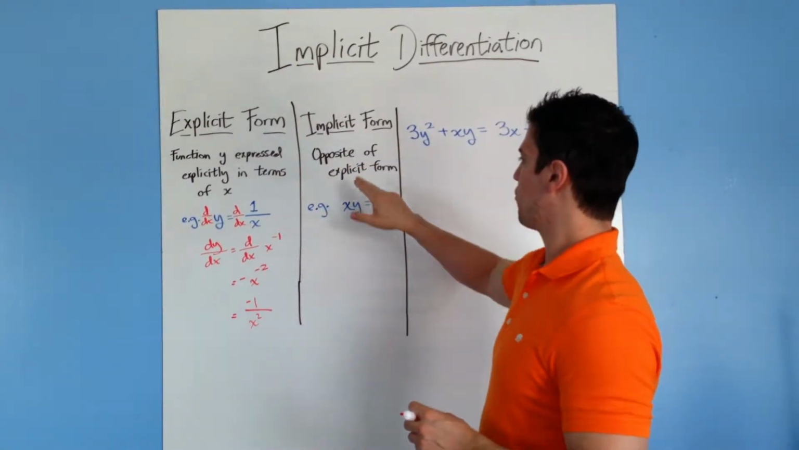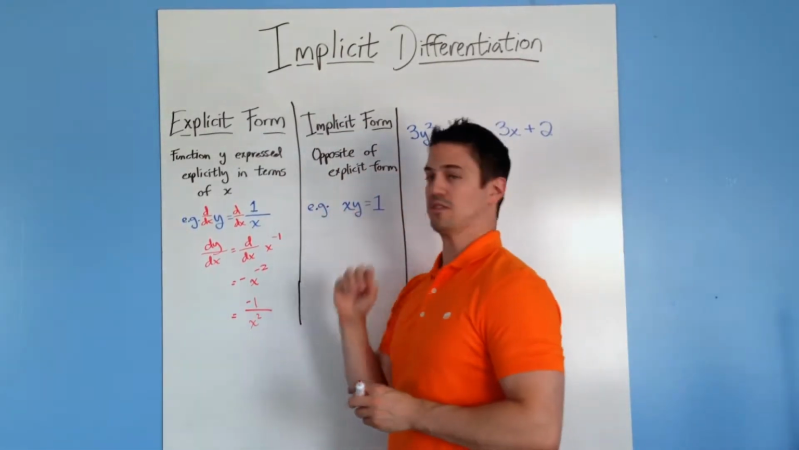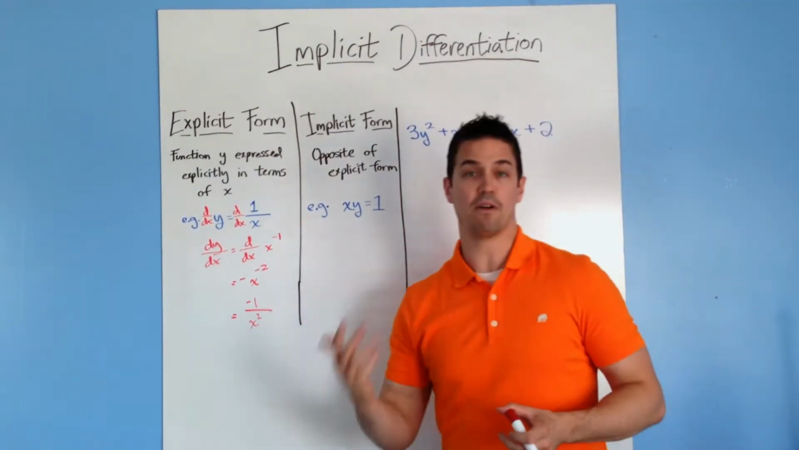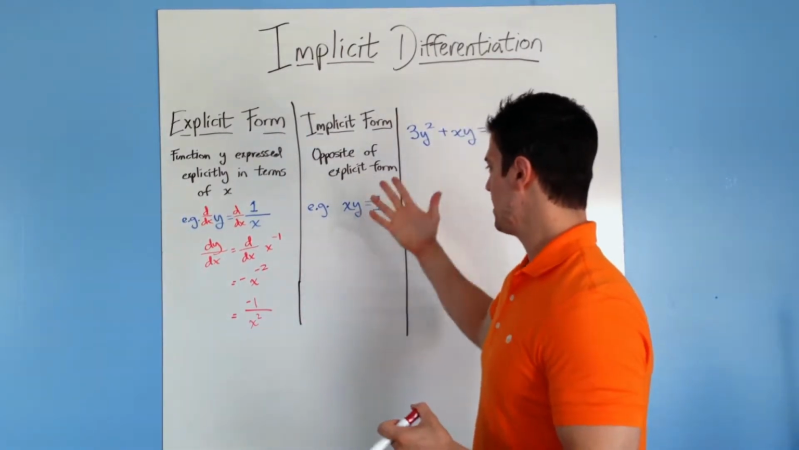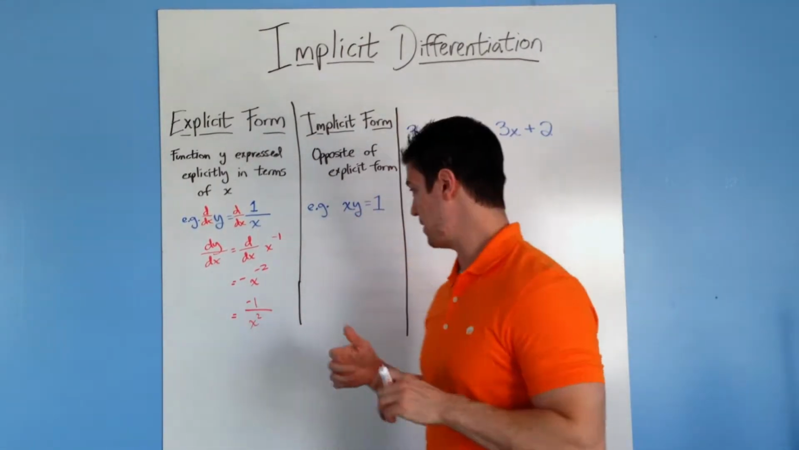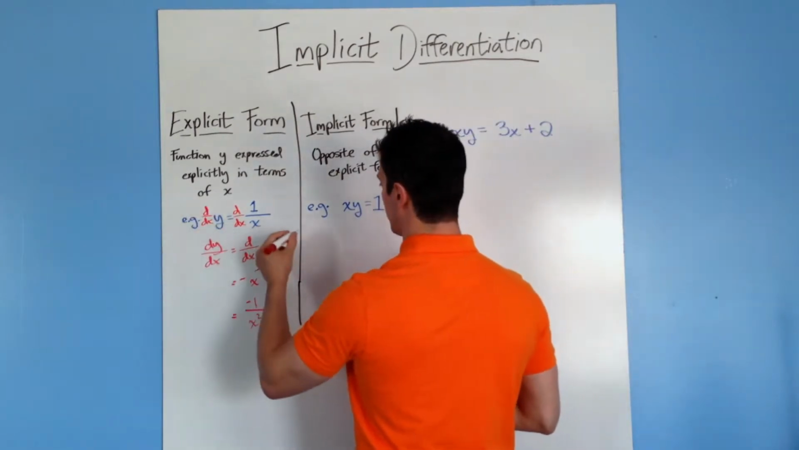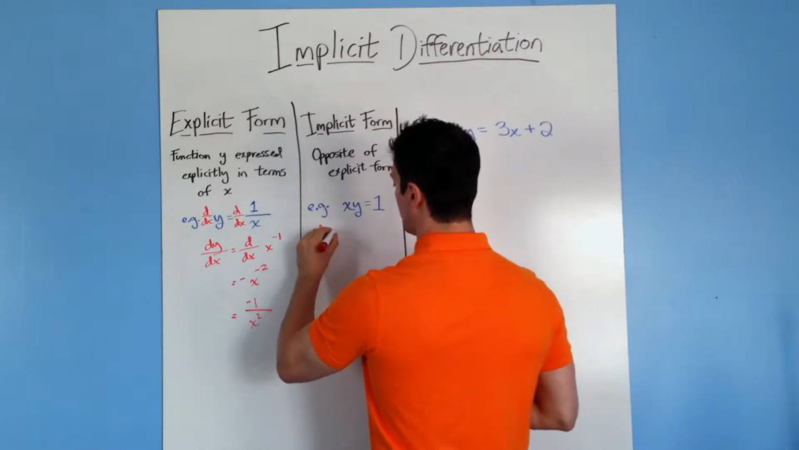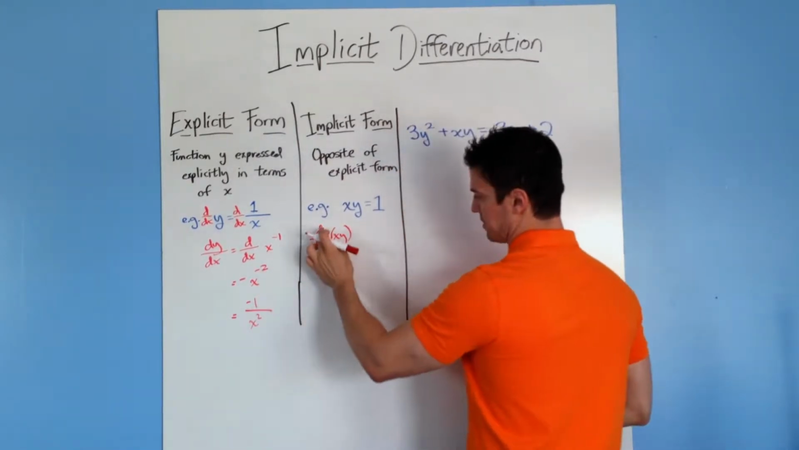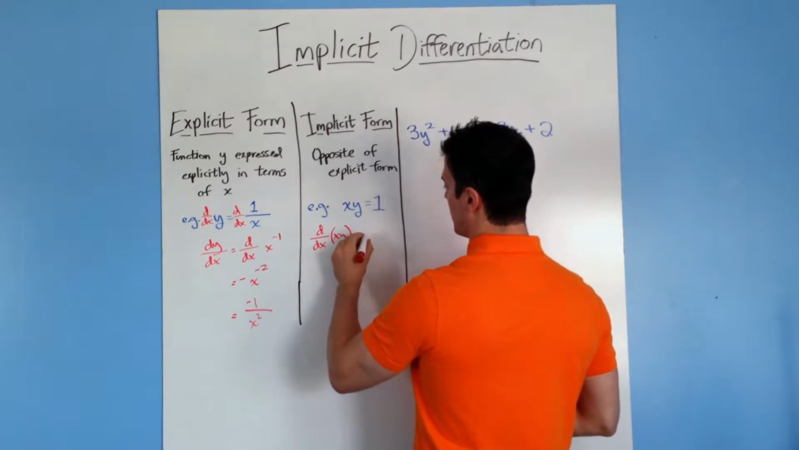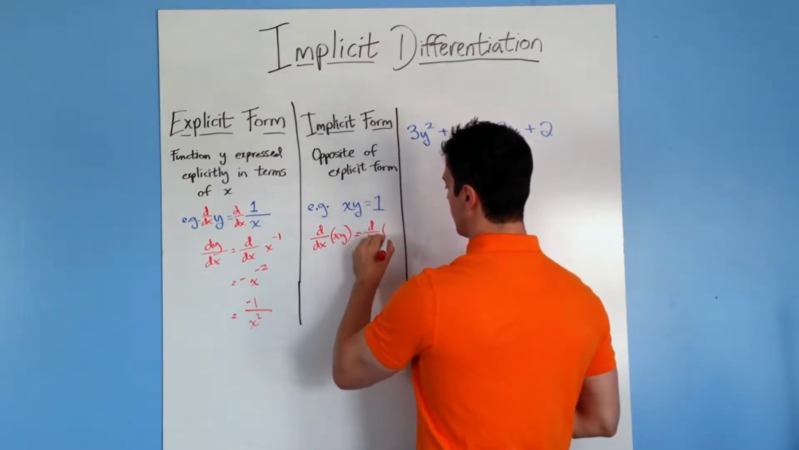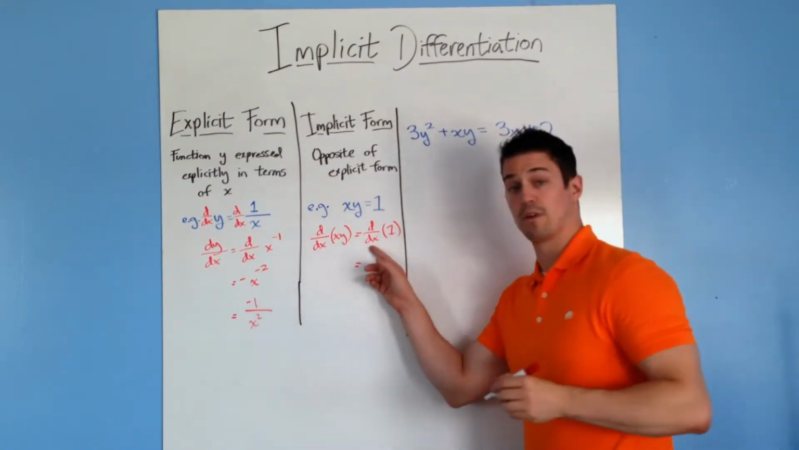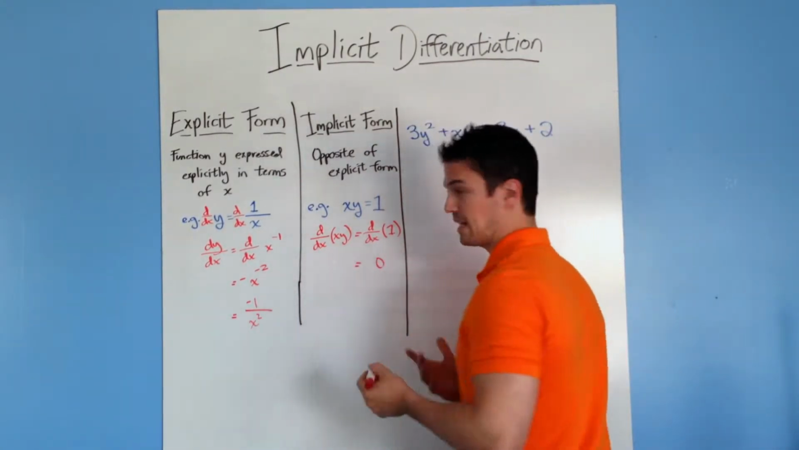Here is the implicit form, which is the opposite of explicit. Now the x and the y's are on the same side. So what you could do here is you could solve for y. That would make your life easier, but for the sake of this example, I'm going to show you how to do this implicitly. Same rule applies. You take the derivative of both sides with respect to x. So you end up with d over dx of xy equals d over dx of 1. Okay, this side simplifies pretty easily because the derivative of a constant is always 0, because it's not changing.